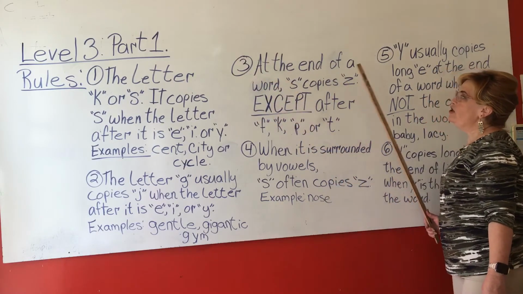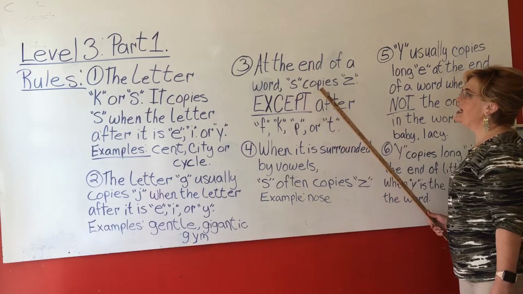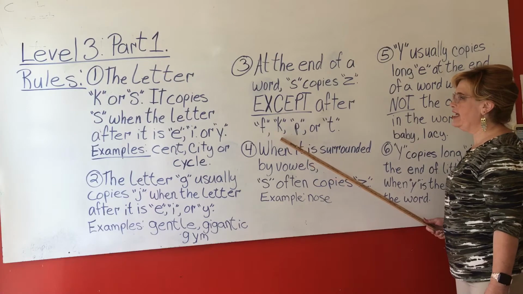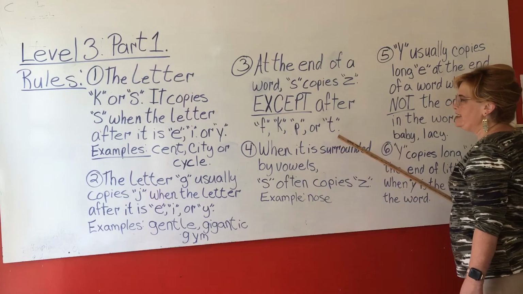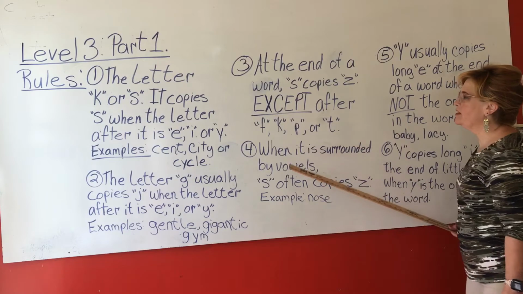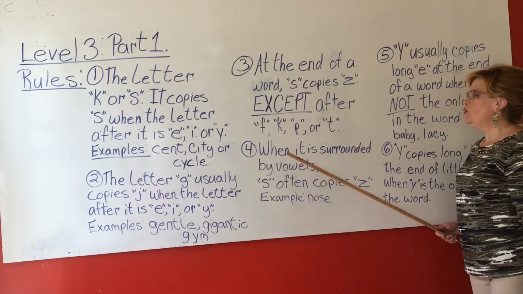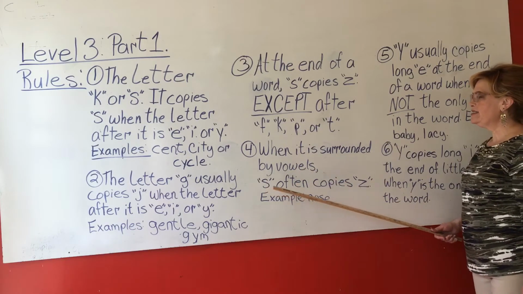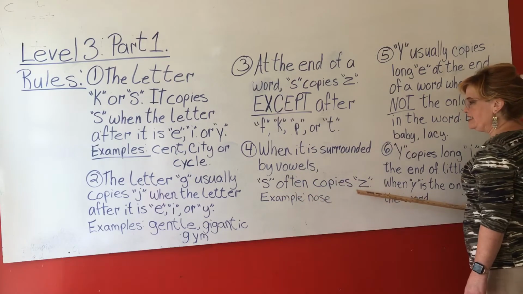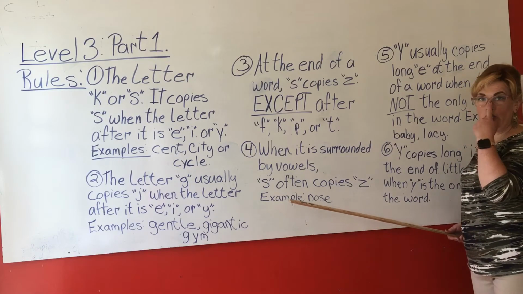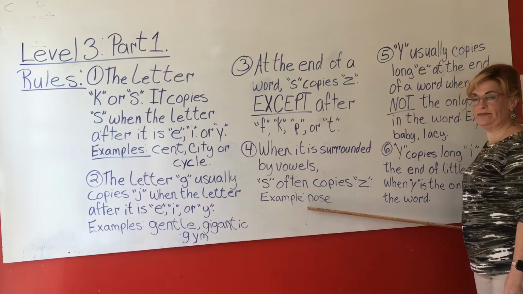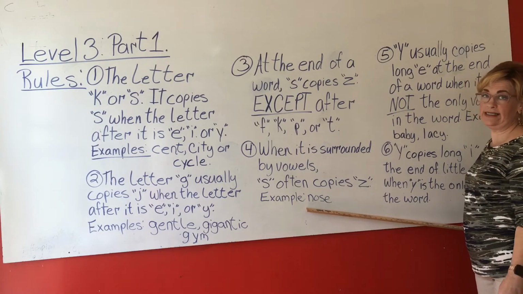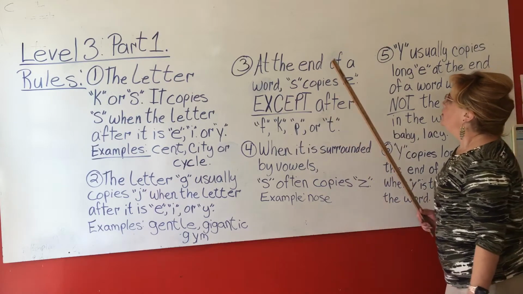Number 3, rule number 3. At the end of a word, S copies Z, except after F, K, P, or T. All right? Number 4. When it is surrounded by vowels, S often copies Z. Example: nose, like the nose on your face. And in Spanish we say nariz, but this is nose, N-O-S-E. Okay? All right.